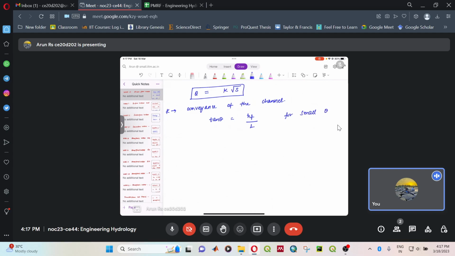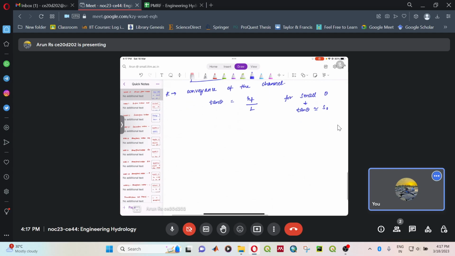For small theta, we can write tan theta is approximately equal to your bed slope. So we can write S is equal to HF divided by L.